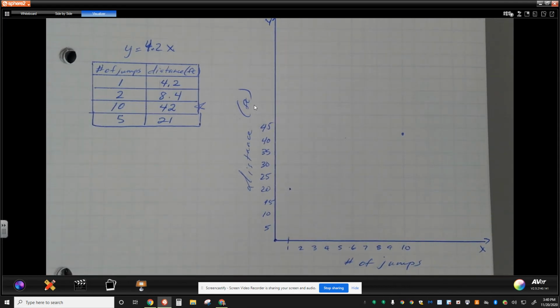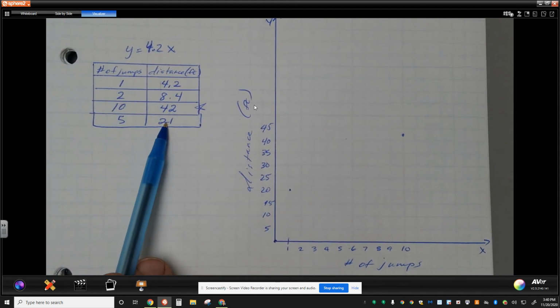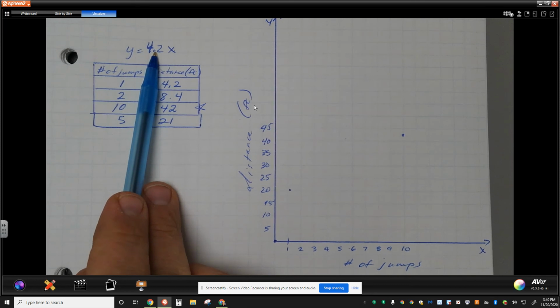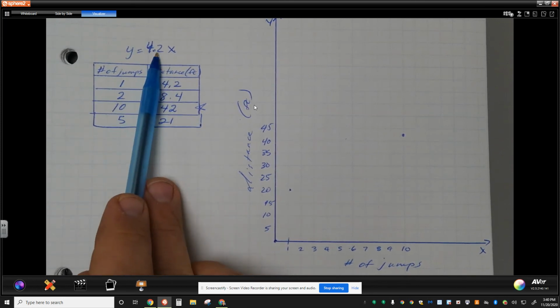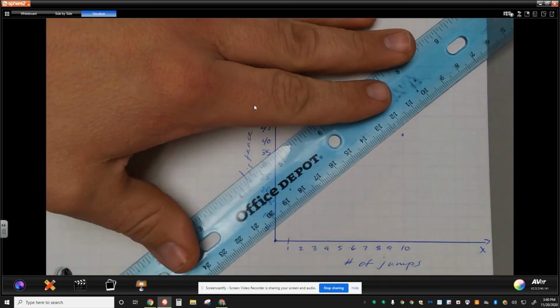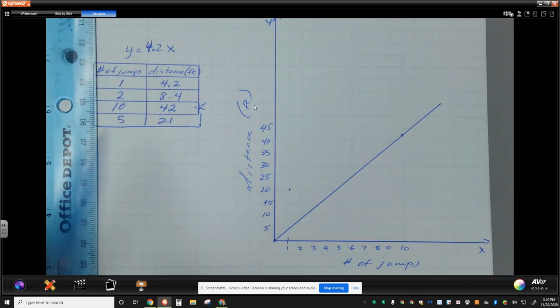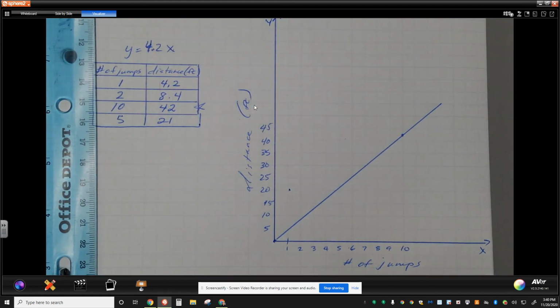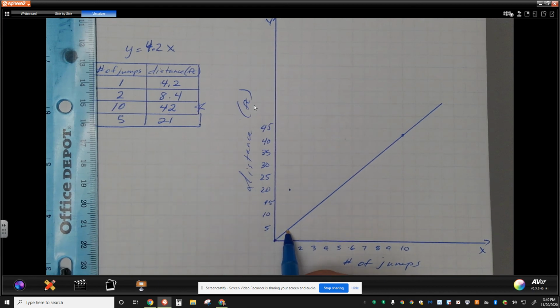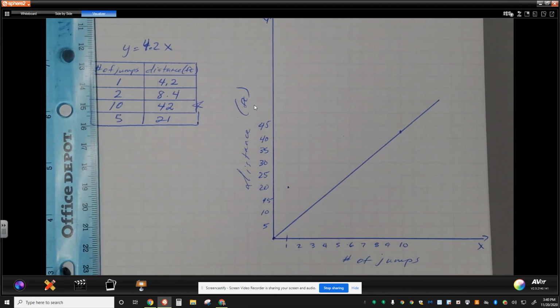And then the coolest thing about this, as long as I did my work right, I know that 21 divided by 5 is 4 2/10, a constant of proportionality. 42 divided by 10 is 4 2/10, and so on and so forth, which means that all 4 of these ordered pairs, since they are all proportional and they all follow my rule of y equals 4 2/10 x, must be on this line. So that makes this 1 and 4 2/10, 2 and 8 4/10, 5, and look at that, just above 20, so that's 21. And we can see my information there.